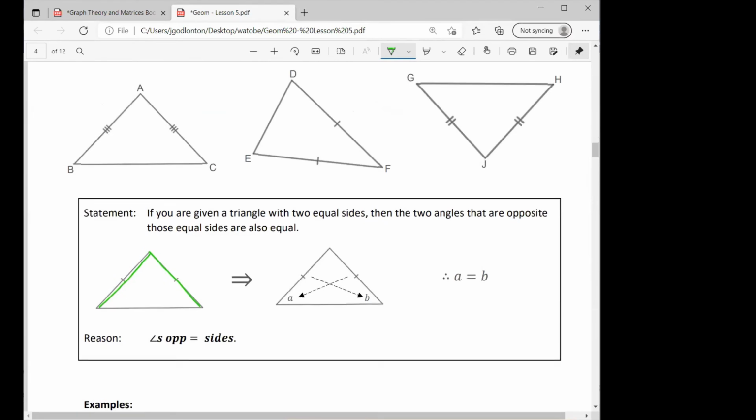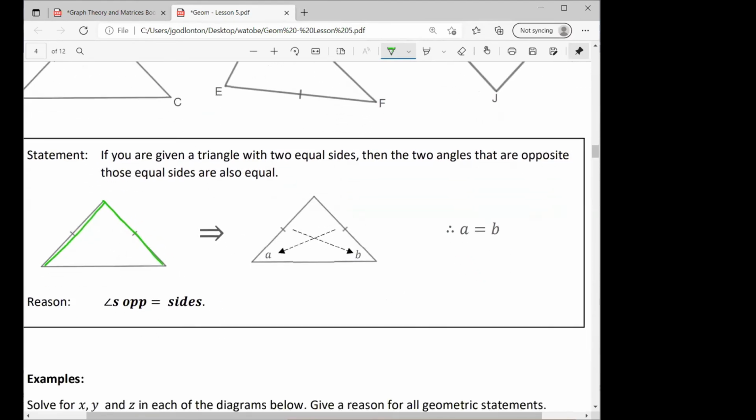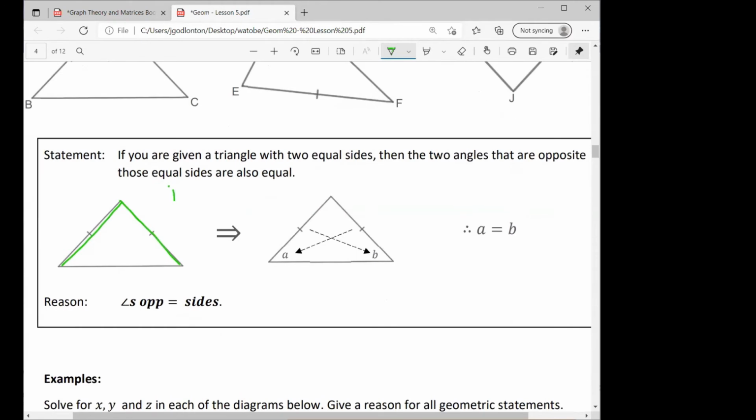Okay, so this last reason is talking about triangles that have two sides that are the same as each other, and they are called isosceles triangles. I know it's spelled absolutely ridiculously. Isosceles, that's the type of triangle they are called. And an isosceles triangle just means that two sides are the same as each other.